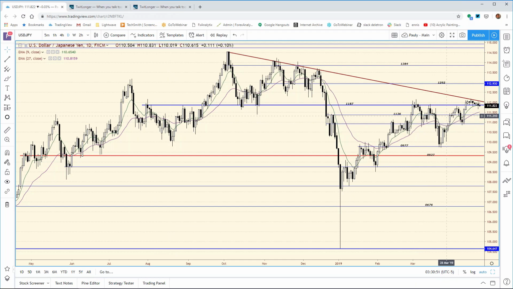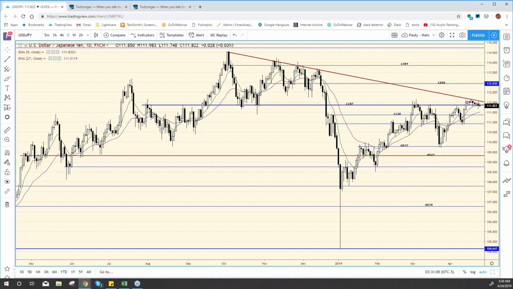We're above that 1187, but we're actually sliding back below it. And I'm just going to say this is a range because this hasn't done anything in all this time. So we're just flipping that to range.